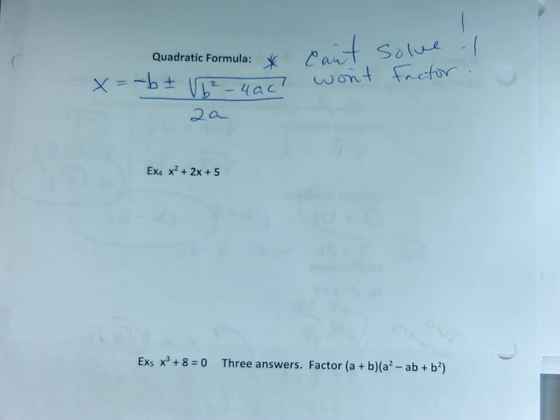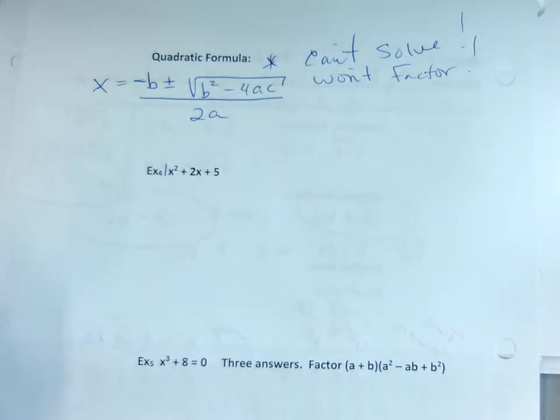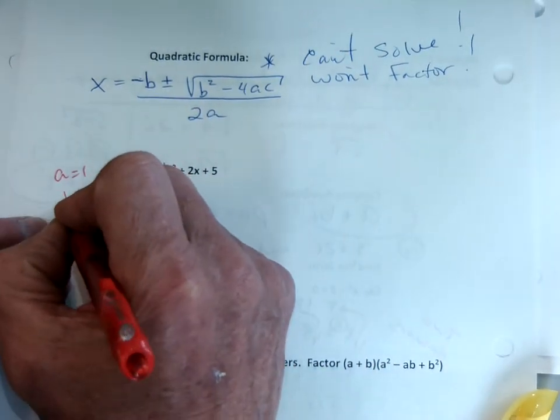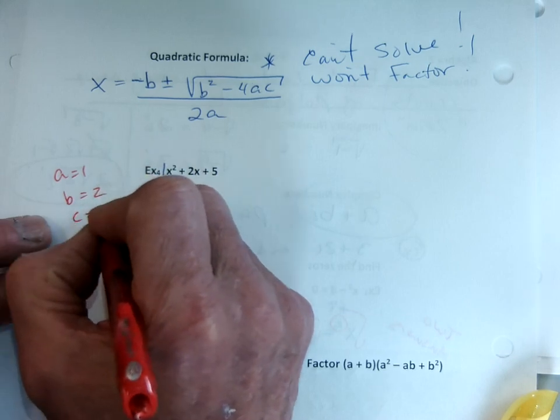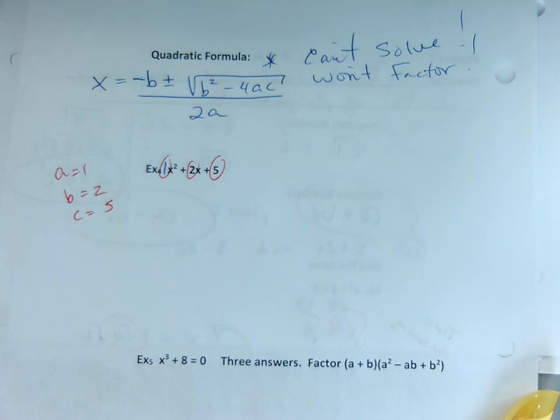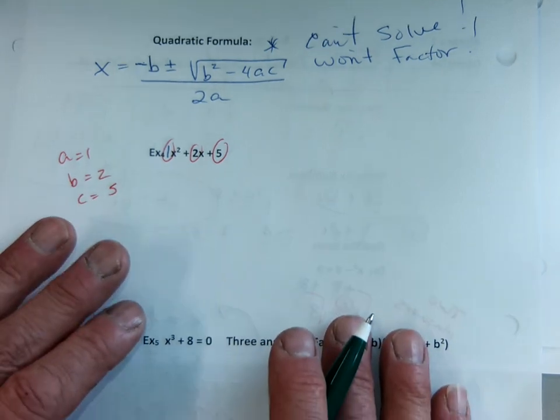I like this. This is easy. It is just plug and chug, really. In example 4, I know that a is 1, b is 2, and c is 5. A, B, C. We just plug it in. We just plug and chug, which doesn't make it difficult, it just means plug and chug.